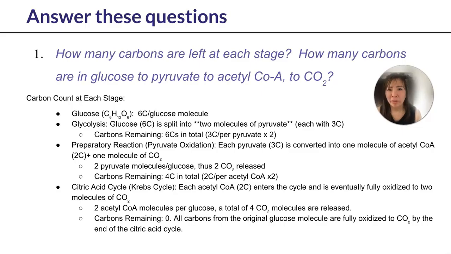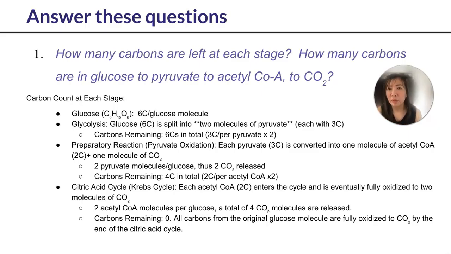Okay, so we went from glycolysis, where the remaining is the full 6 carbons as 2 pyruvate molecules. In the preparatory reaction, we have 2 acetyl-CoA molecules, and so our remaining number of carbons is 4 carbons. By the time we get to the citric acid cycle, we've released 4 carbon dioxide, so we lose all 4 carbons that we started with, and the carbon remaining is 0.